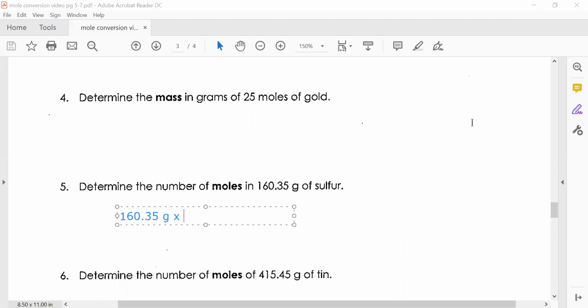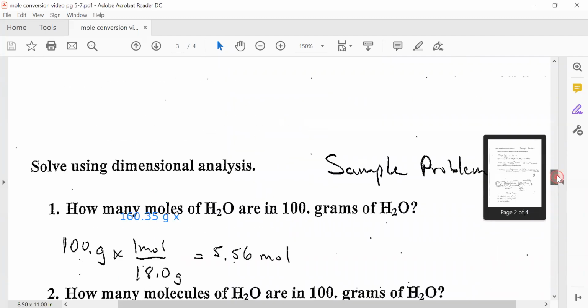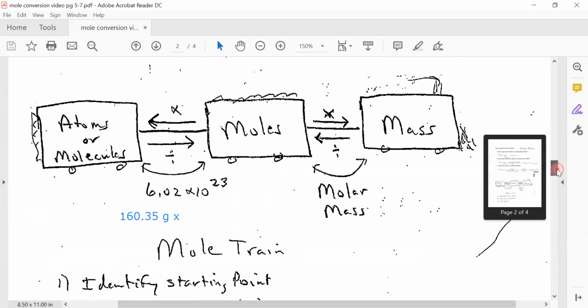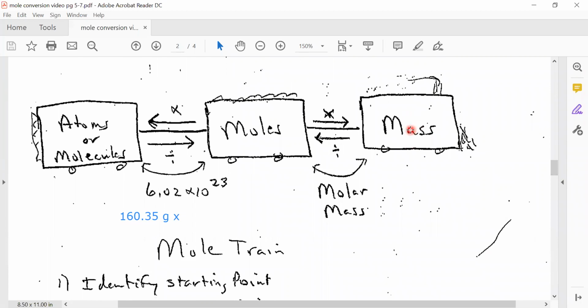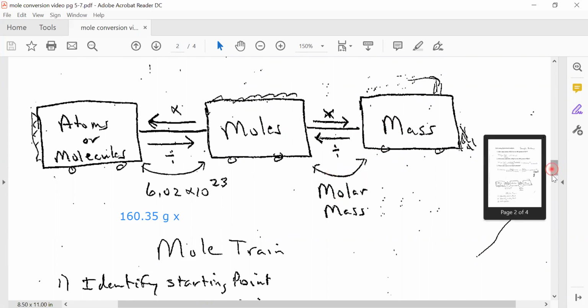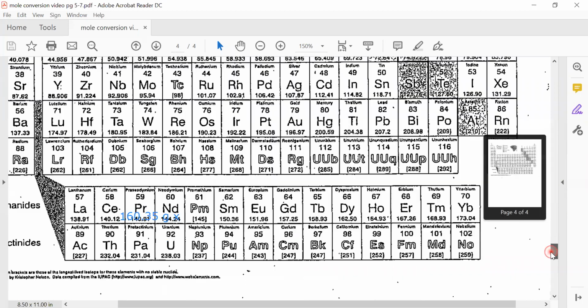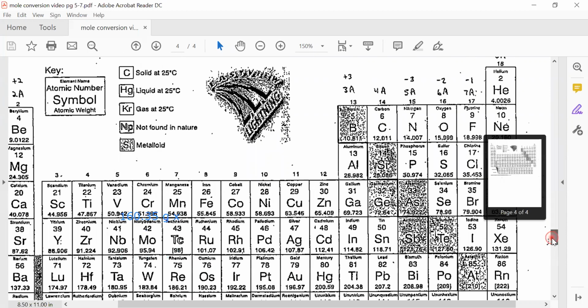And I think I'm going to go to my chart and just look at this right here. So I'm going to scroll back and look at my chart. I'm starting with grams right here, and I'm trying to get to moles. How do I go from grams to moles? It says to divide by the molar mass. We're talking about sulfur, so I got to look up sulfur on the periodic table, and I think I'm going to find that right up here.